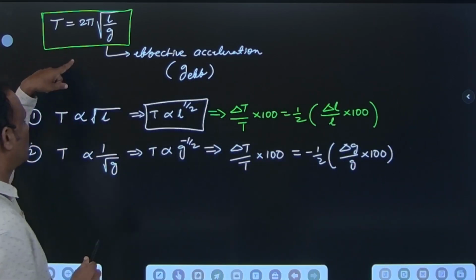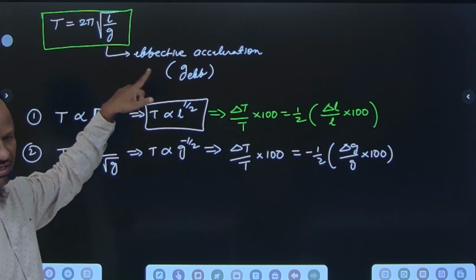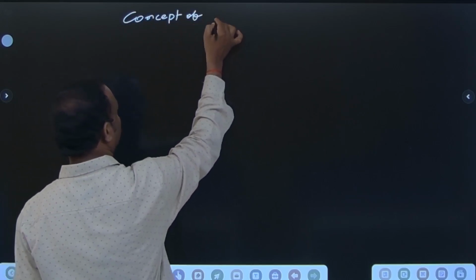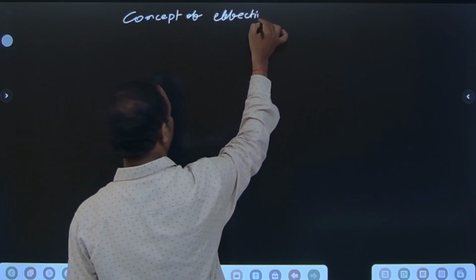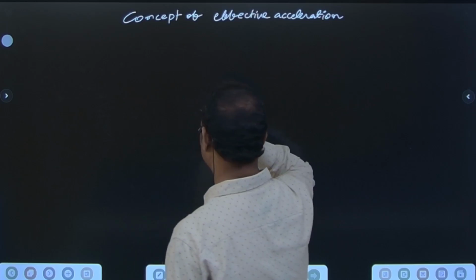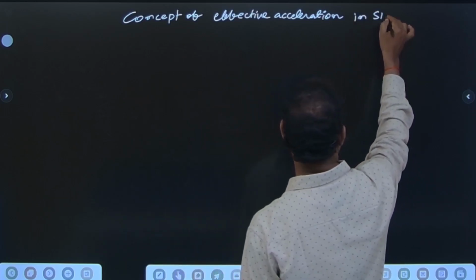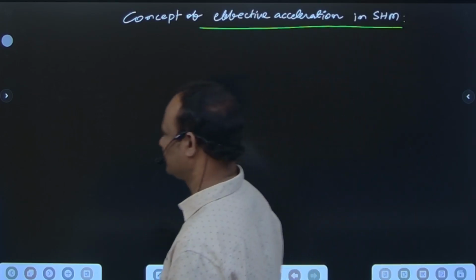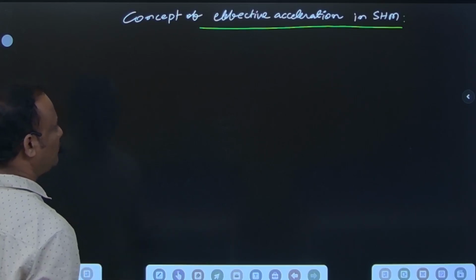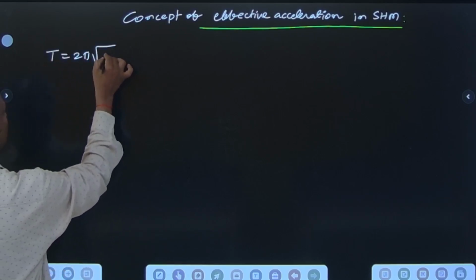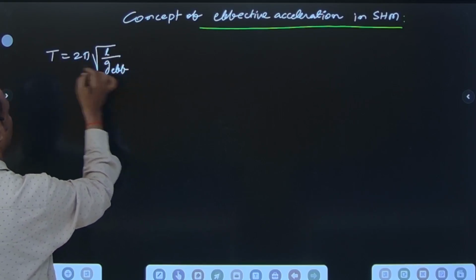Time period T is equal to 2 pi square root of L by G, where G stands for effective acceleration. Now the concept of effective acceleration in SHM. What is the effect of acceleration in SHM? T is equal to 2 pi under root of L by G effective.